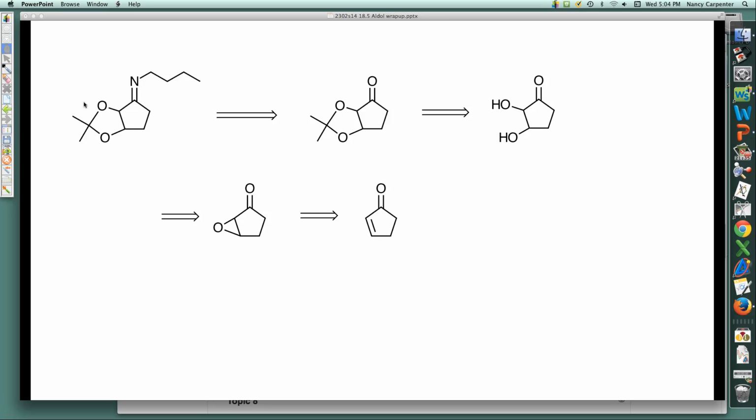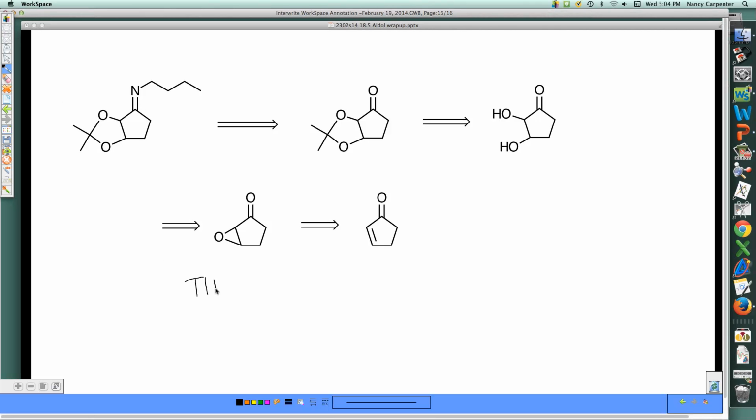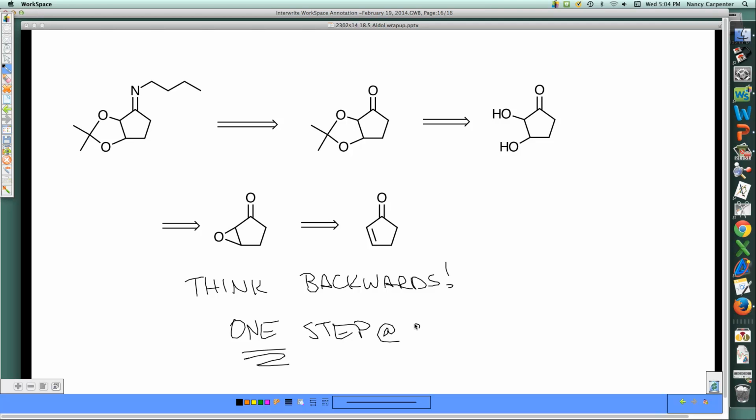So think backwards, you know that. And more importantly, one step at a time. And you'll notice I didn't say anything about starting material. You don't even want to think about the starting material. Just work backwards doing chemistry that you've seen before that breaks down into reasonable nucleophiles and electrophiles.